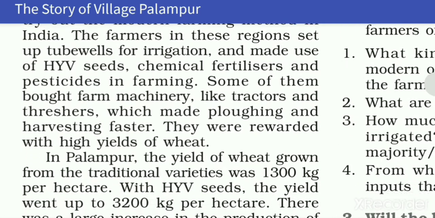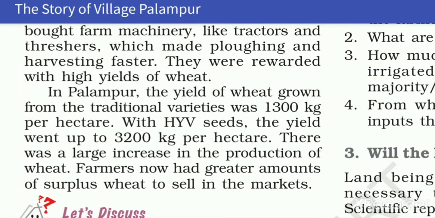Now see the difference between old methods of farming or traditional farming and modern farming methods. In traditional farming, farmers used to produce only 1300 kg per hectare, while in modern farming, the yield went up to 3200 kg per hectare. The production increased by 1900 kg per hectare. Now, the farmers had greater amounts of surplus wheat to sell in the markets.